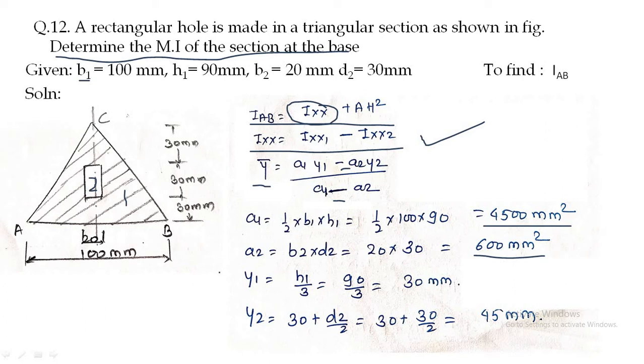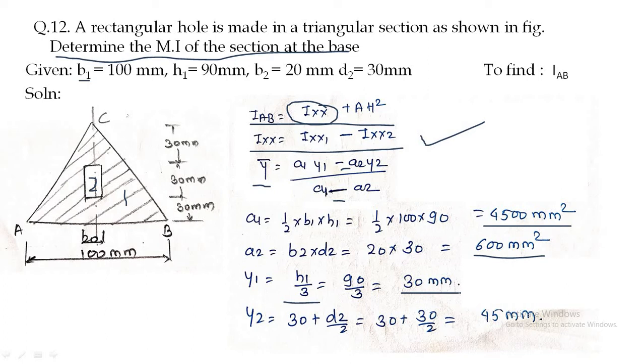We'll try to find the value of y1. So again, what is y1? Y1 is the distance between the horizontal central axis of the first section, that is of the triangle, from the base. We know that the horizontal central axis of a triangle lies at a distance of 1/3 of the height from the base, as we discussed in our second lecture. So using that logic, y1 is equal to h1 by 3. Why have I written h1 here? H1 is the total height of the triangle, and that is 90 mm. So 90 by 3, we will have y1 equal to 30 mm.